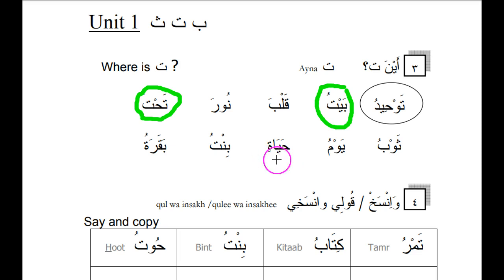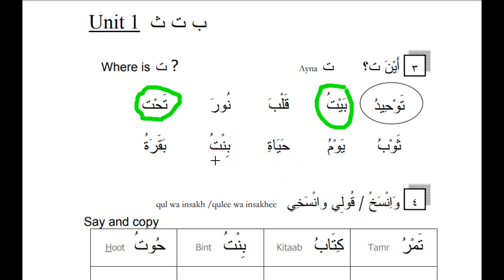Hayati. This is kind of a ta, but it's not a ta. It's called ta marbuta, meaning closed ta, and it's a symbol of feminine. It's a letter, but not a letter in itself. It's like a mixture between ha and ta, and it's the symbol of feminine nouns, so it's grammatical. But no, we will not consider it ta.